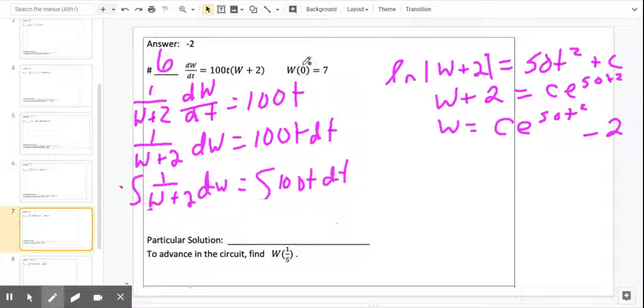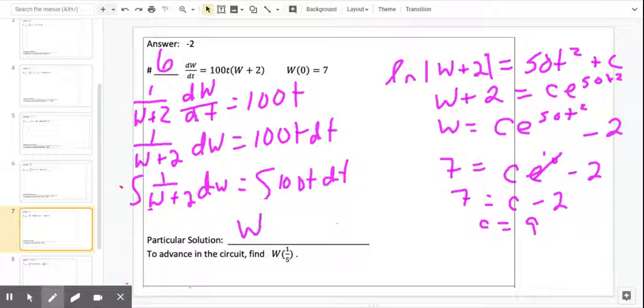Let's find our particular solution. So w equals 7 when t equals 0. So c e to the 0 minus 2. So again, e to the 0 is just 1. So 7 equals c minus 2, which means c equals 9. So c equals 9. Our particular solution is w equals 9e to the 50t squared.